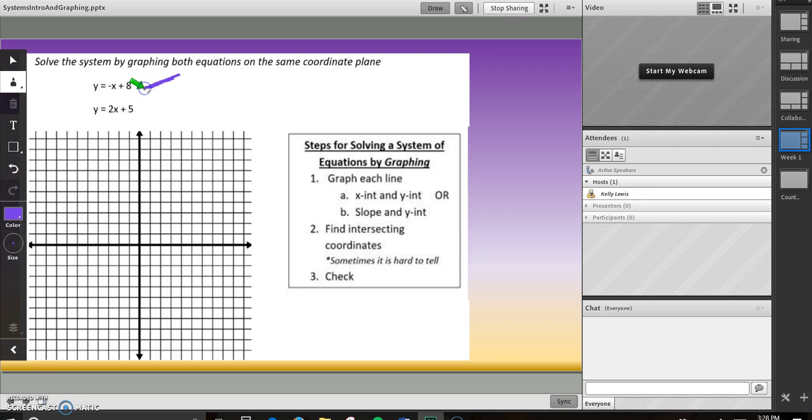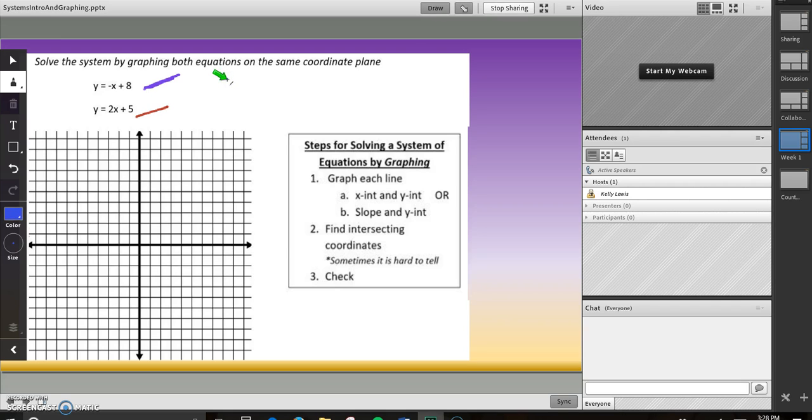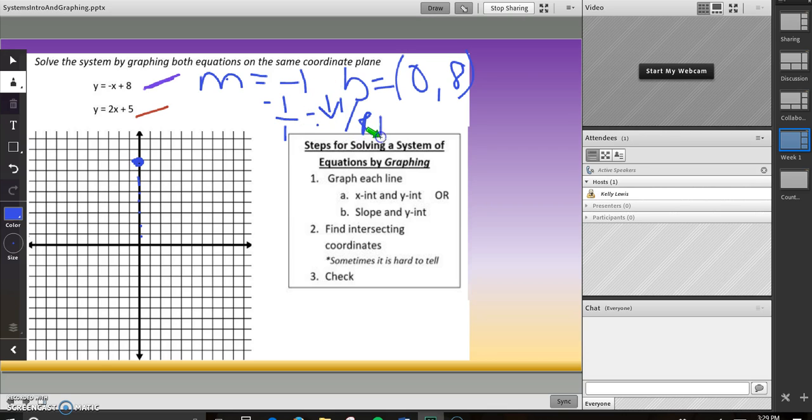All right, I'm gonna do this guy blue. Okay, so the slope of him is -1 because it's always the number touching x. The y-intercept is (0, 8). So I'm going to put a dot at (0, 8). And then the slope, that means -1 over 1. That means down 1, right 1. So I'm going to go down 1, right 1, down 1, right 1.